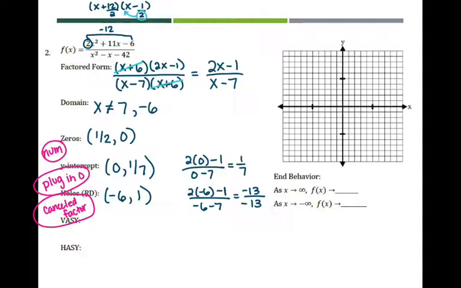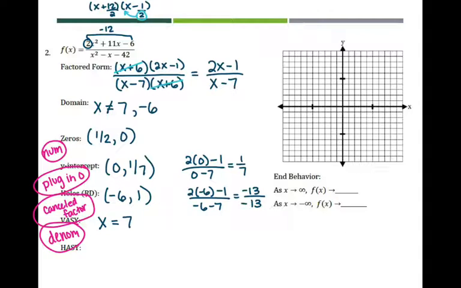Your VA, or your vertical asymptote, comes from the denominator. So if I look at my leftover function, that denominator is an x minus 7. So that means I am going to have a vertical asymptote at x equals 7. Now, one thing I do want you to notice is if we look at our restricted domain, 7 and negative 6, both of those coincide with what we have for our hole and our vertical asymptote. So anytime we have values that are restricted from our domain, they are either going to create a hole or a vertical asymptote.